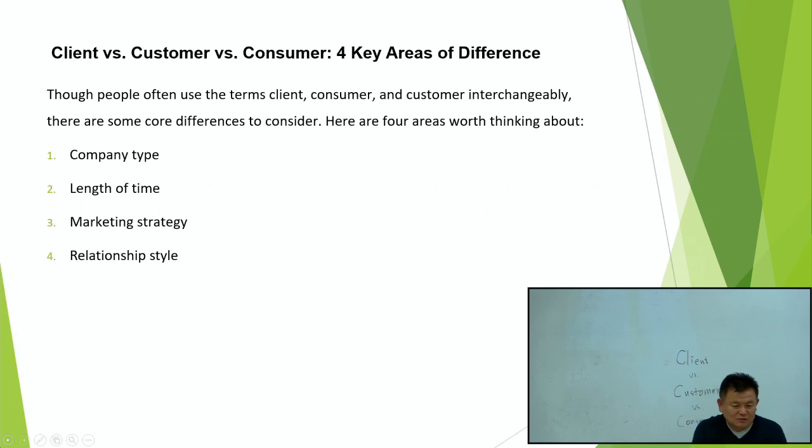And let's move to the 4 key areas of difference: clients versus customers versus consumers. Though people often use the terms client, consumer, and customer interchangeably, there are some core differences to consider. Here are 4 areas worth thinking about: company type, length of time, marketing strategy, relationship style.